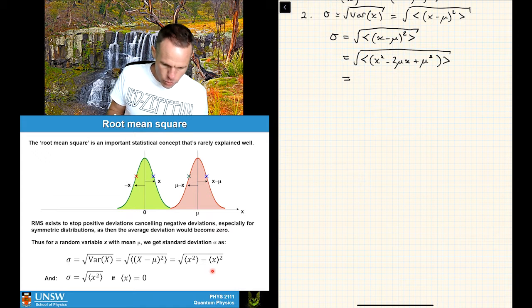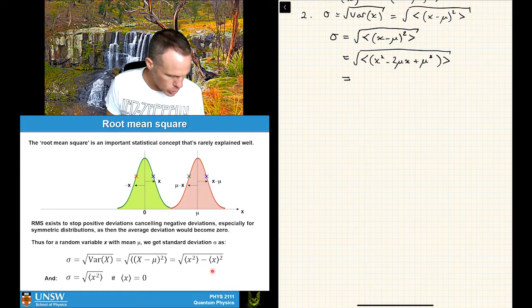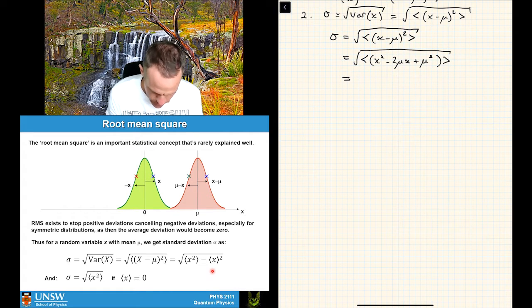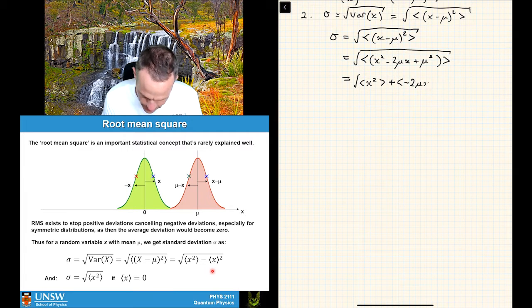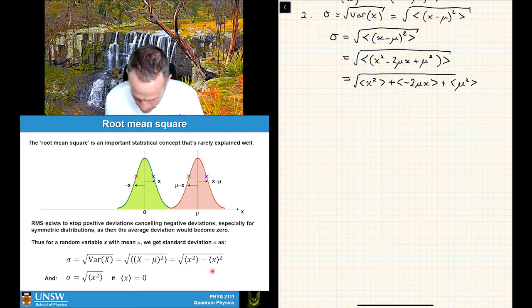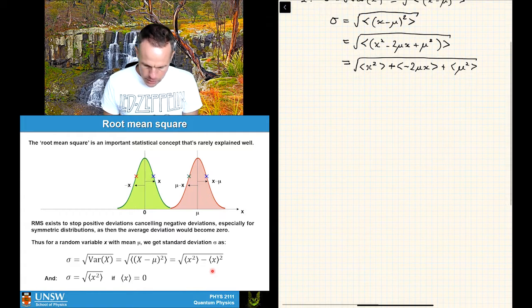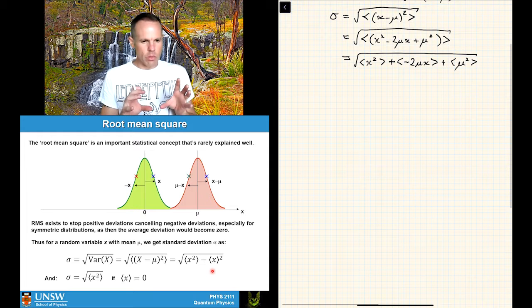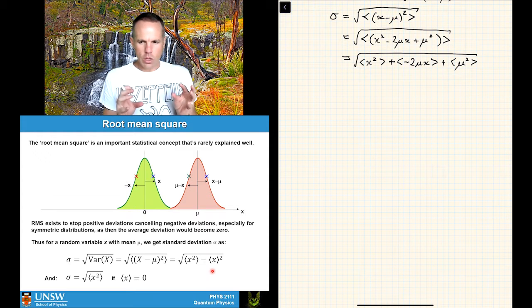Okay, if you don't trust me on that one, I'll let you check it yourself because it's actually a fairly quick thing to do. So this will be the square root of the average of x squared, plus the average of minus 2 mu x, plus the average of mu squared in here.